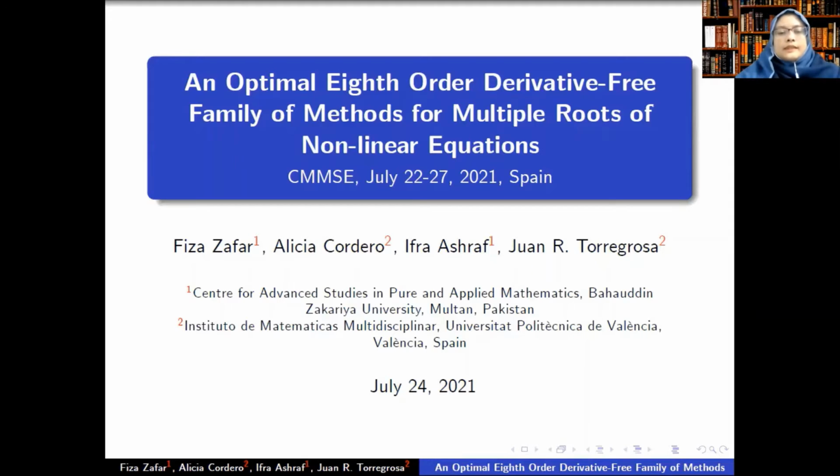Today, I shall be presenting an optimal eighth-order derivative-free family of methods for multiple roots of nonlinear equation, and this is a joint effort of me and my MS scholar together with Professor Alicia Cordero and Professor Juan Ramon Torregrosa of Polytechnic University of Valencia.